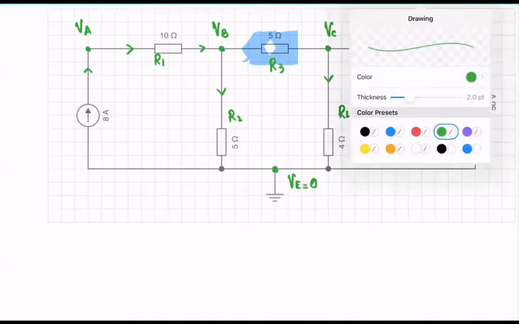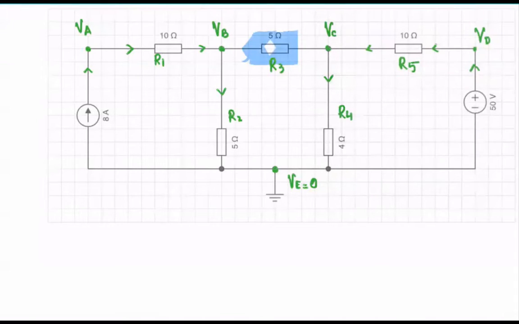What is going to be the direction of the current? Is it going to be from VB to VC like this, or is it going to be VC to VB like this? Any thoughts? Yes, folks.